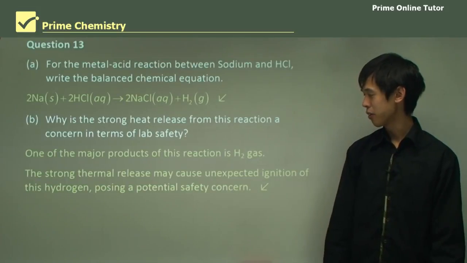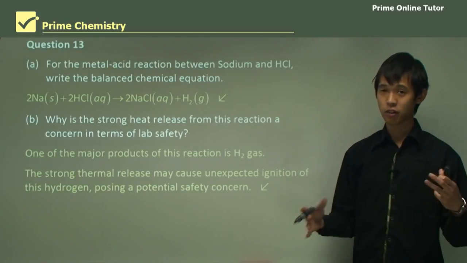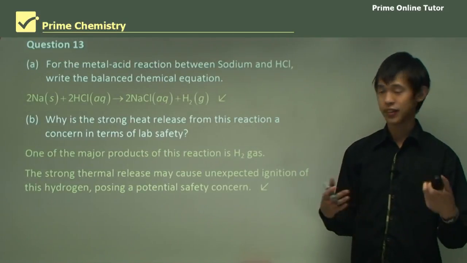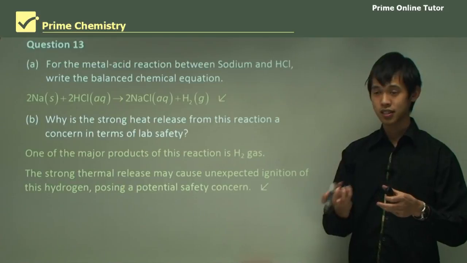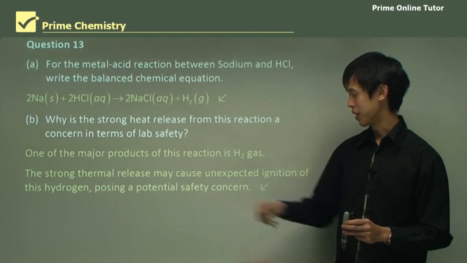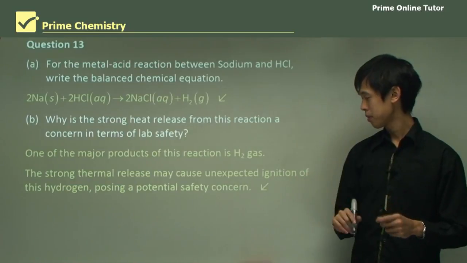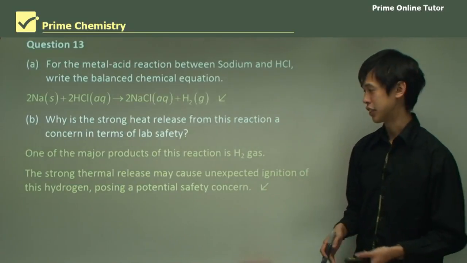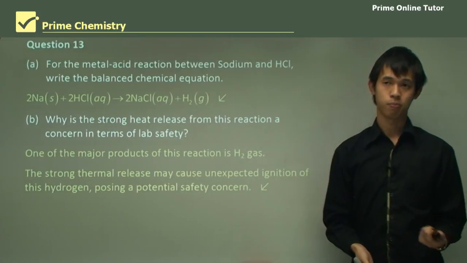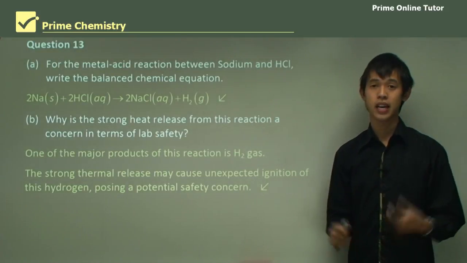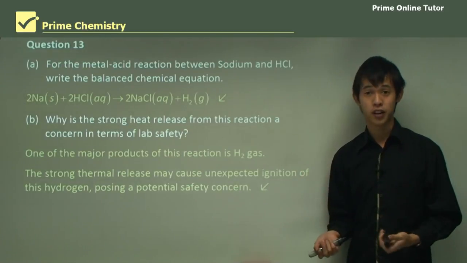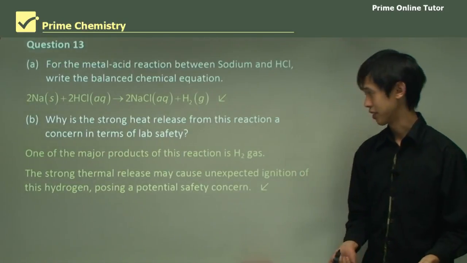So the strong thermal release, ordinarily that would be okay. So if we just had hydrogen gas with no sparks, that's fine. But because this system below it is really releasing a lot of thermal energy because of this reaction here, we might see an unexpected ignition of the hydrogen because of all that heat, and that can cause a potential safety concern. Okay? So that heat from the reaction could actually light the hydrogen on fire, which would then be a very strong safety concern.